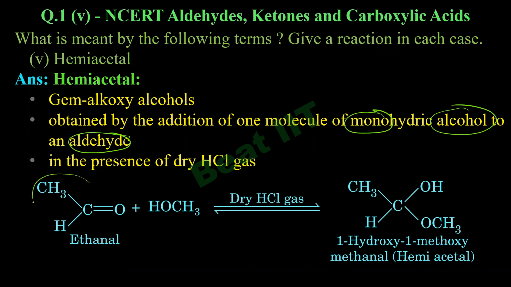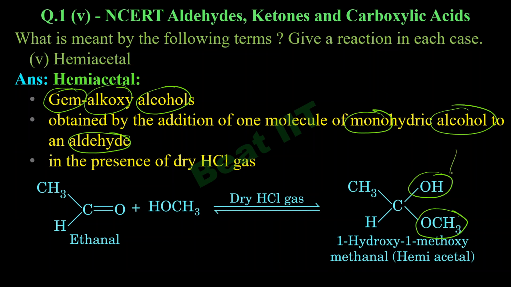Example, you have an aldehyde here, and you have a monohydric alcohol in the presence of dry HCl. So what happens on the same carbon? As I said, geminal means you have both the groups on the same carbon. So you have both OH and OCH3 on the same carbon, that is the alcoholic group and the alkoxy group on the same carbon. That's why we call it gem alkoxy alcohol, which is commonly known as hemiacetal.